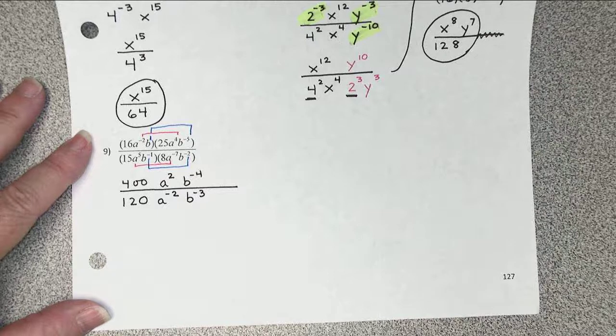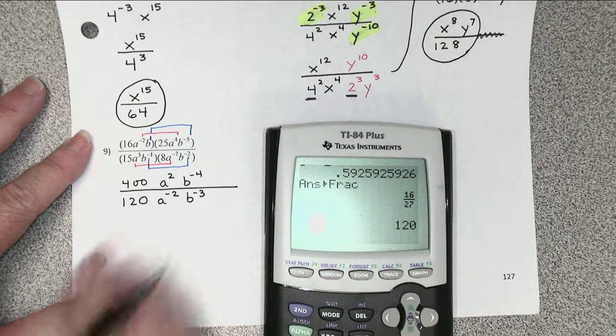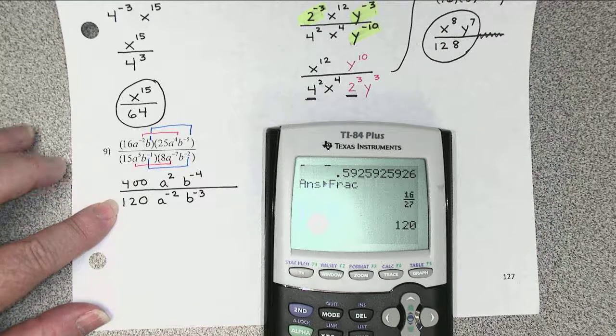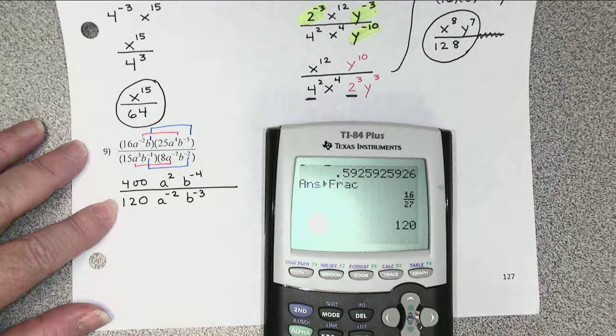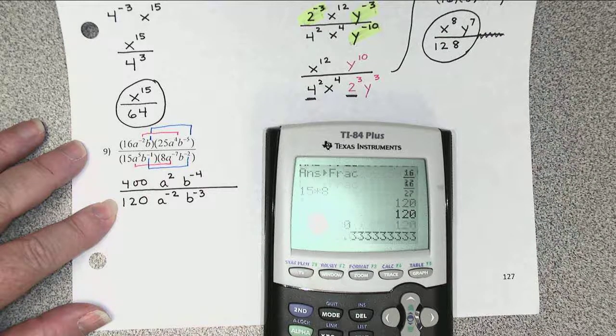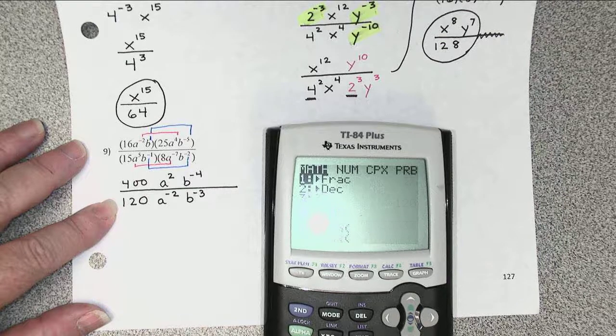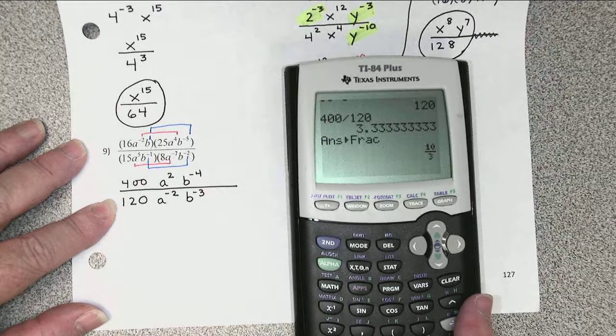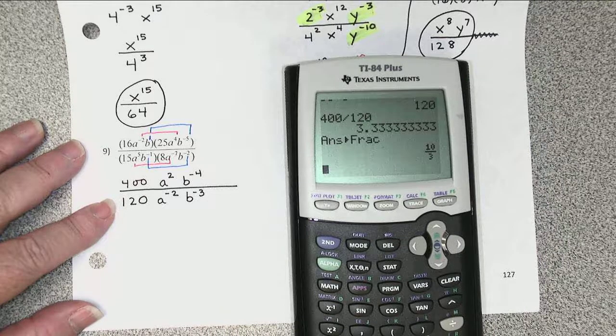Okay, I'm going to use a nice shortcut here for reducing this 400 over 120. If I take my calculator and take 400 divided by 120 and change my answer to a fraction, there's a nice little shortcut for getting the lowest terms quickly, 10 over 3.